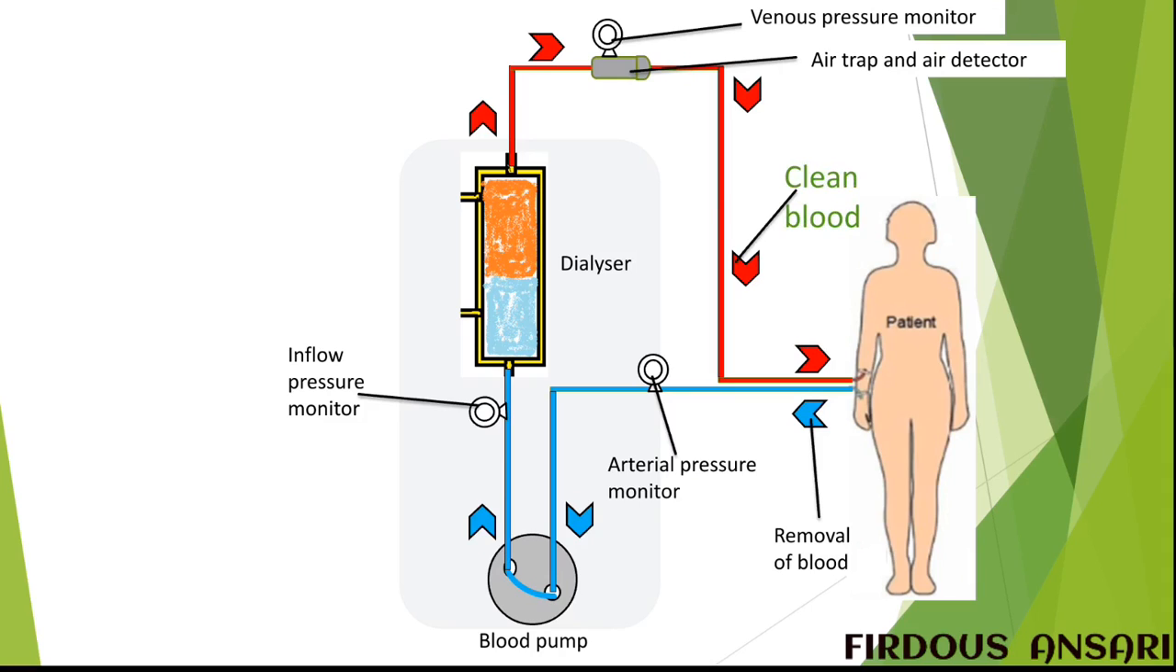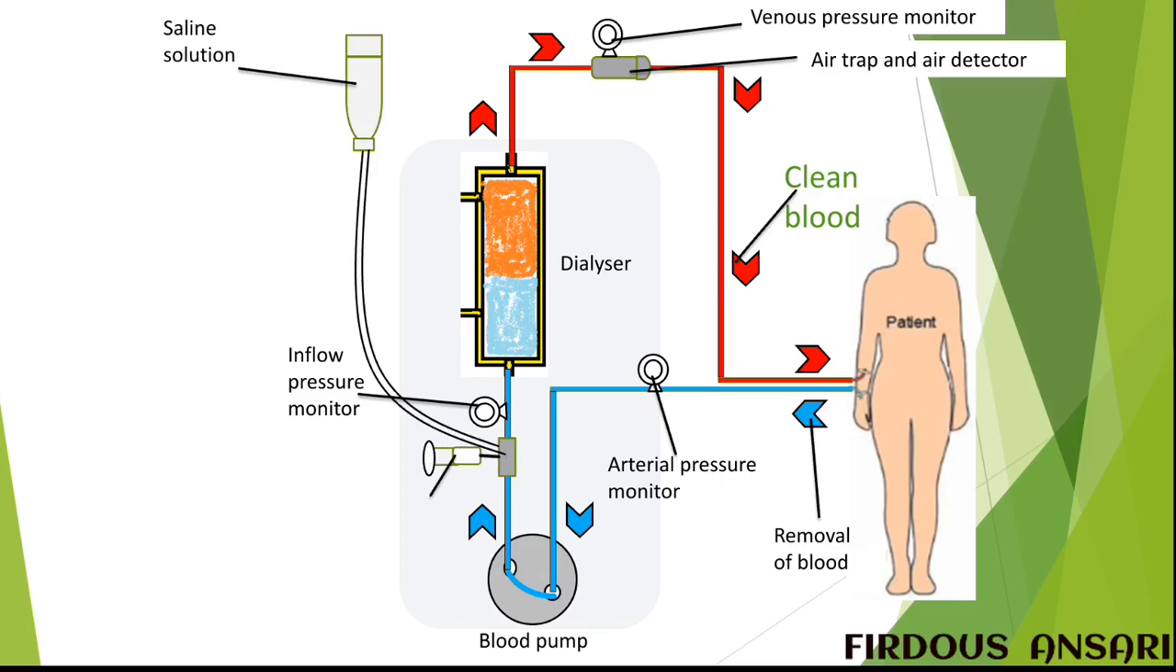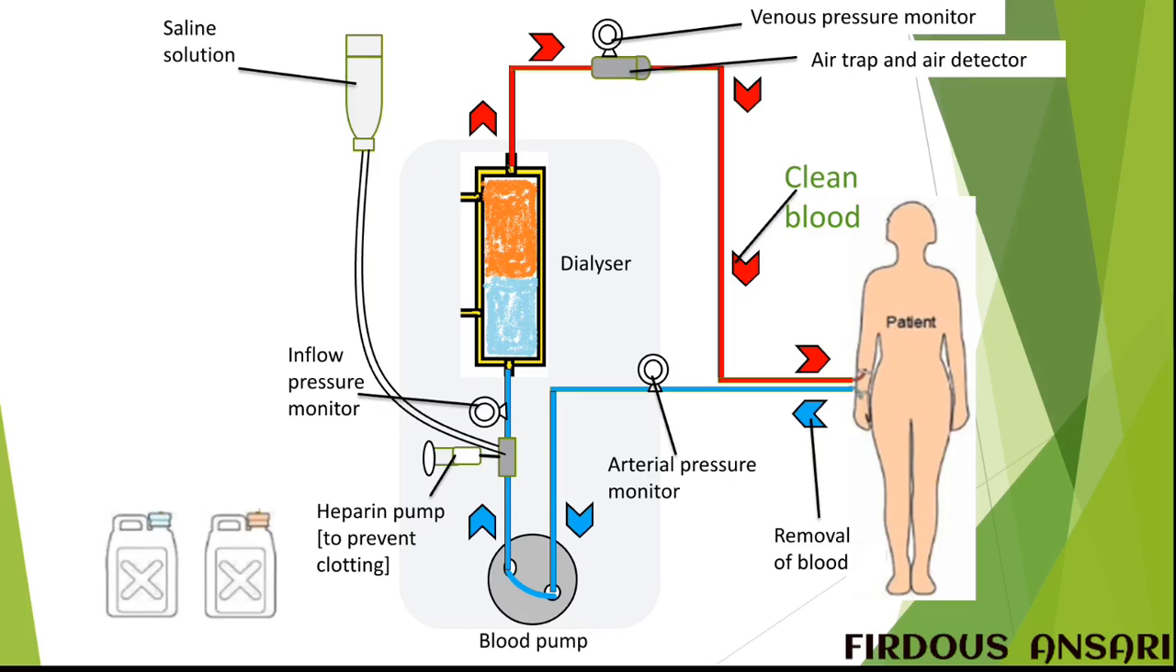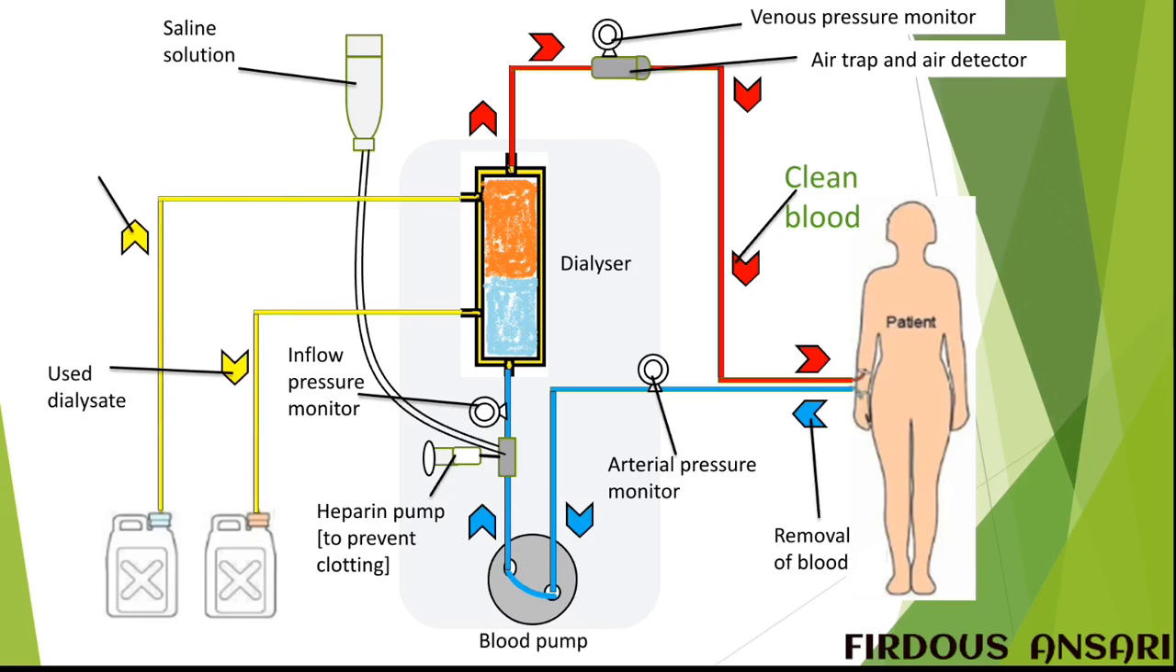A few more important attachments for this dialysis machine are these. This is a saline solution which is added over here, and this is an injection of heparin and a heparin pump. Heparin is used to prevent blood clotting during the dialysis period. Two more vessels are placed. One vessel is for throwing out the used dialysate, and another vessel contains the fresh dialysate or dialysis fluid that we need to replace again and again. So this is how hemodialysis takes place.